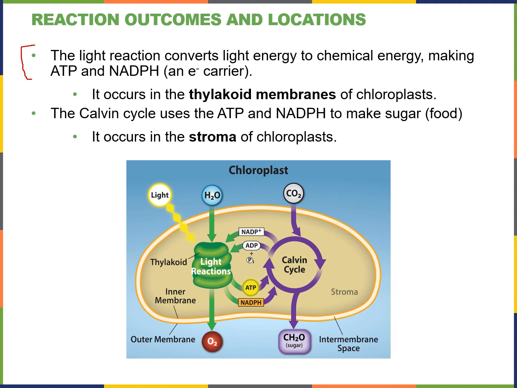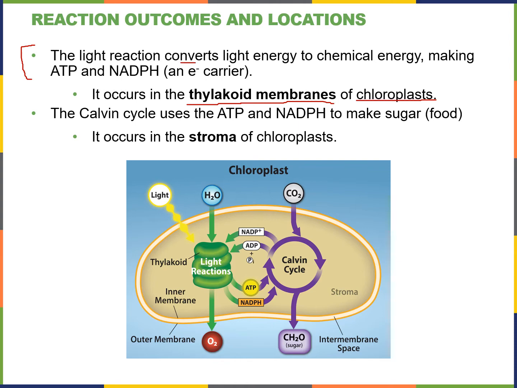What's going to happen here is energy from sunlight is absorbed by chlorophyll, and that energy is converted and stored in the form of chemical energy. And this whole process occurs in the thylakoid membranes of the chloroplast. Very important for you to know where this light reaction occurs.